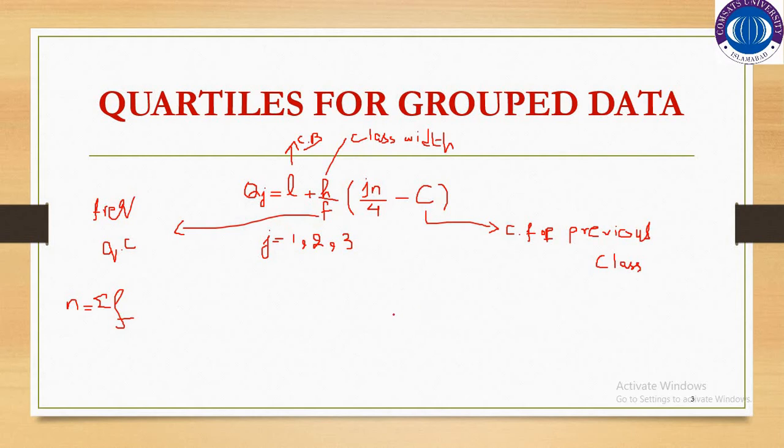Let's suppose you want to find the first quartile. You will substitute J is equal to 1. So Q1 is equal to L plus H by F, into 1 into N divided by 4 minus C. Now you first have to select the quartile class. For this criterion, you will find J into N by 4.